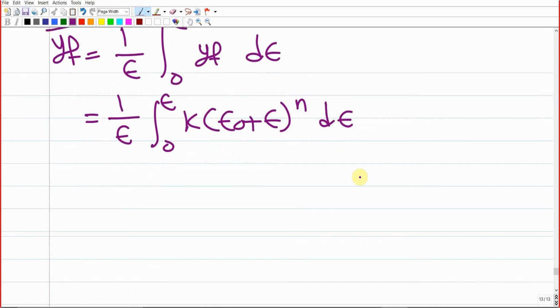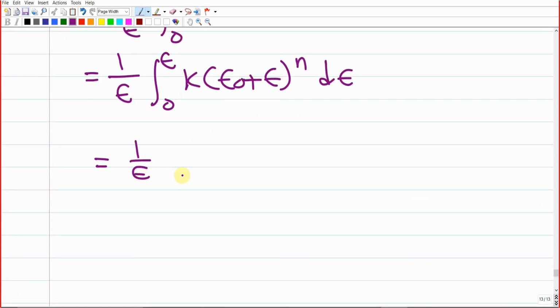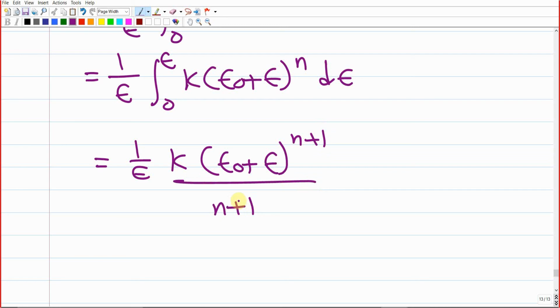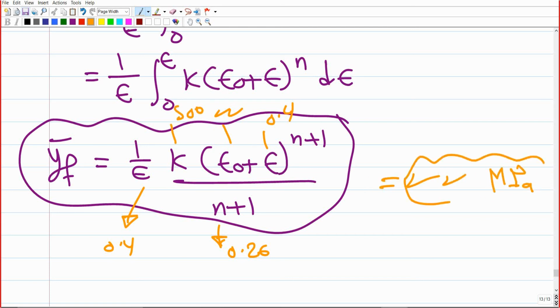Then do the integration. This gives us 1 over epsilon, K times epsilon 0 plus epsilon, power N plus 1, divided by N plus 1, right? This gives us the average flow stress. Then you substitute epsilon with 0.4, N is given by 0.26, epsilon 0 is what we got before, and K is 500. So we end up with a value in megapascal for the average flow stress.